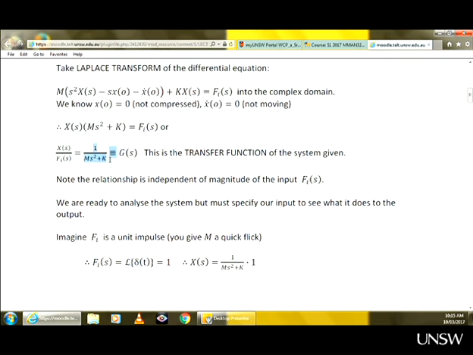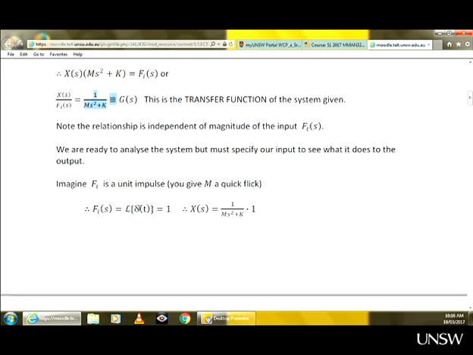As we said earlier a few times, now we know if we apply a certain input, we know how to find the output. In this case, to keep it simple, we are going to apply a unit impulse. So a force that lasts for a very short time, and then it becomes 0 again, like a flick. So you flick this mass attached to a spring. So unit impulse in the S domain will be 1. Output equals transfer function times input.